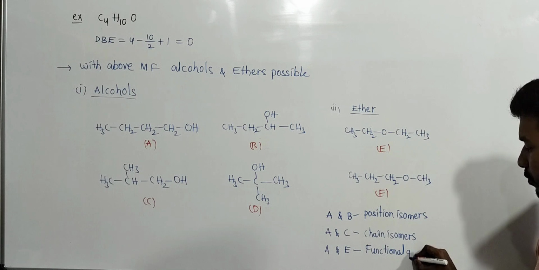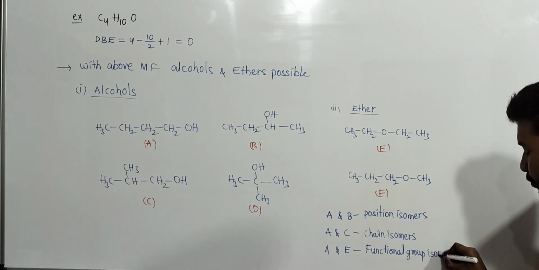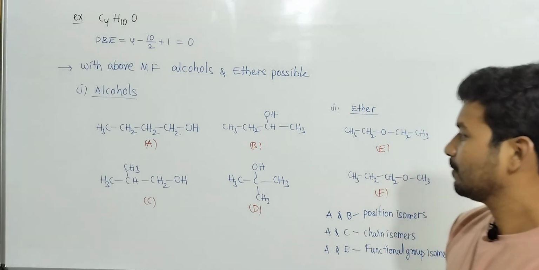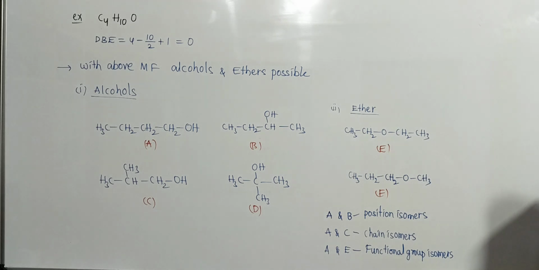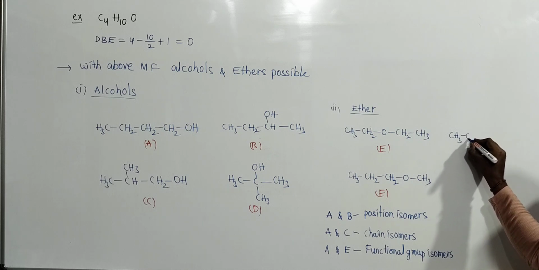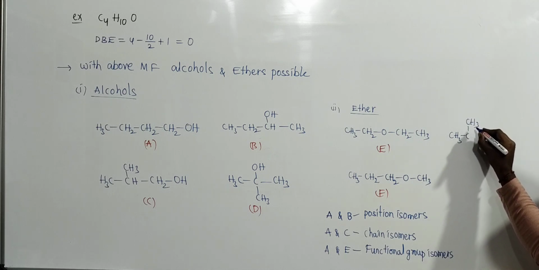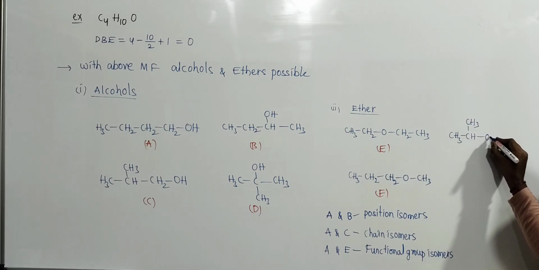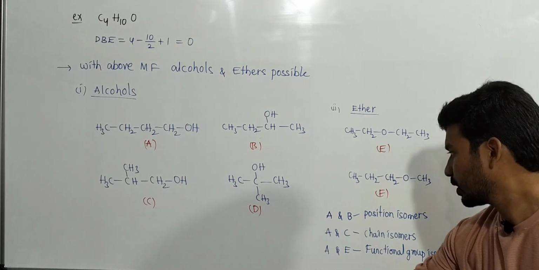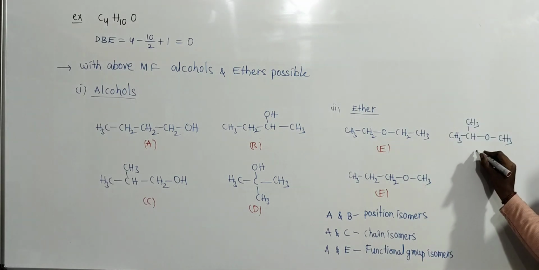Functional group isomers. If you compare another molecule, I am writing another molecule, CH3, C, CH3, CH, OCH3. Okay, so consider this as F, G.